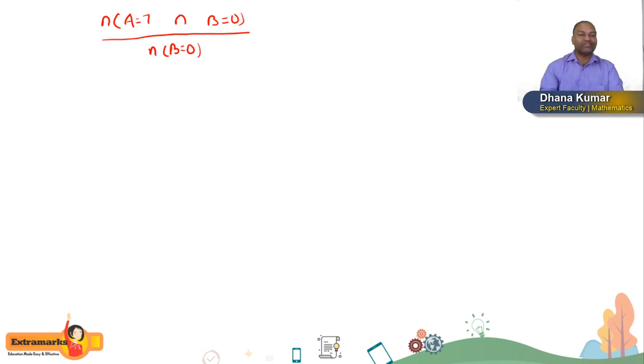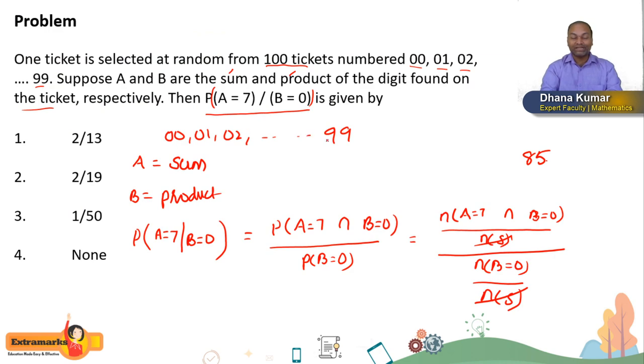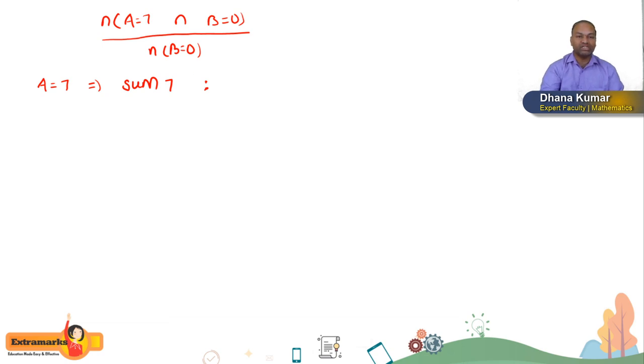Correct or not? Now let us come to the first possibilities I am writing. A is equal to 7 means what? Sum 7. Possibilities: the sum of the digits found on the ticket is equal to 7. Here the number starts with 0, ends with 99. So what are the possibilities for sum 7? 0, 7. 0 plus 7 is 7 only. Next, 1, 6. 1 plus 6 is 7. Next, 2, 5. Next, 3, 4. 4, 3. Reverse: 5, 2. 6, 1. 7, 0. Is there any other possibility? No.